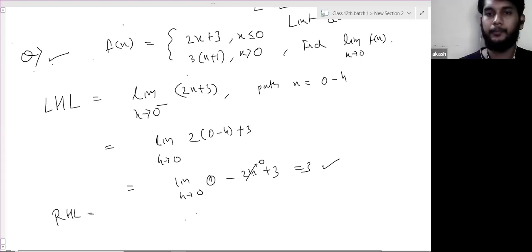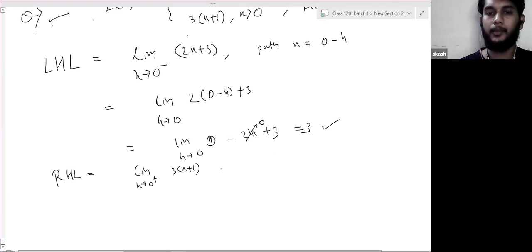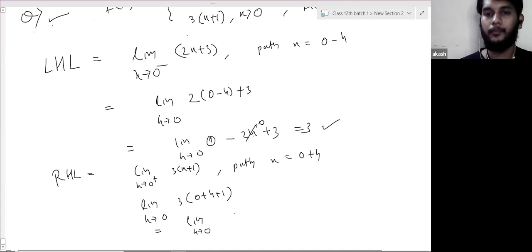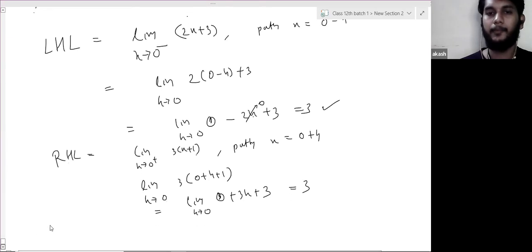RHL. Limit x tending to 0 plus, 3 into x plus 1. So putting x equals to 0 plus h, limit h tending to 0, 3 into (0 plus h) plus 1. And this is equals to limit h tending to 0, 0 plus 3h plus 3. And this is also 3. So I think limit exists. Krishna?